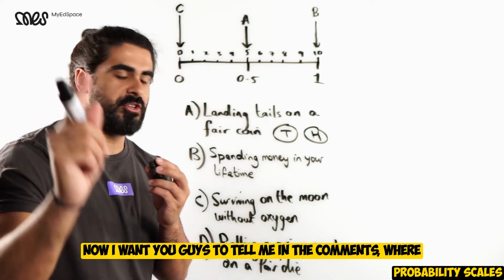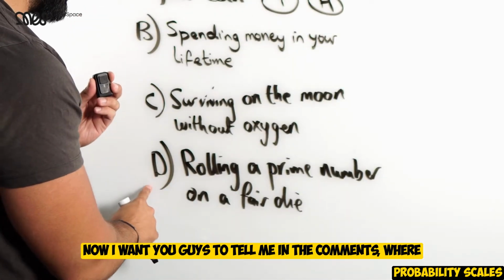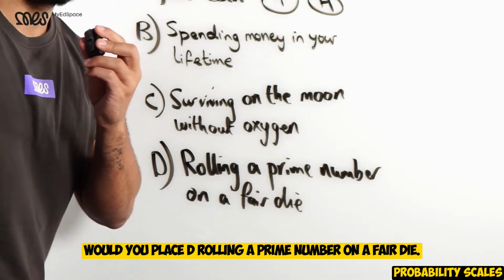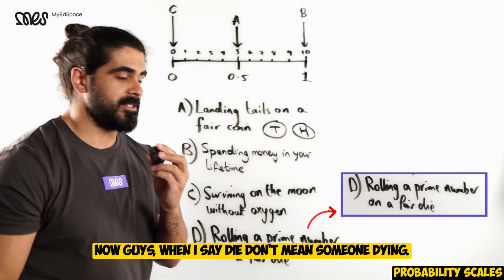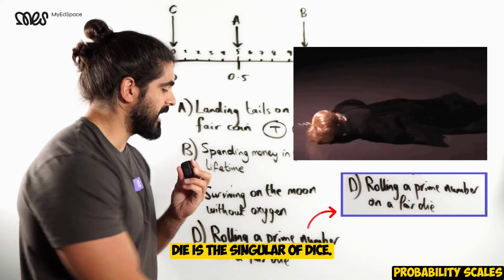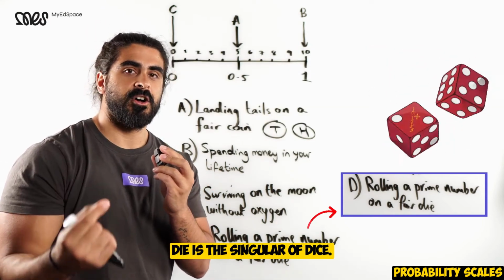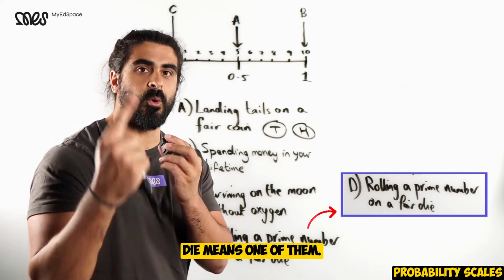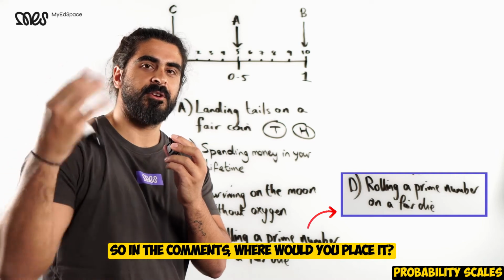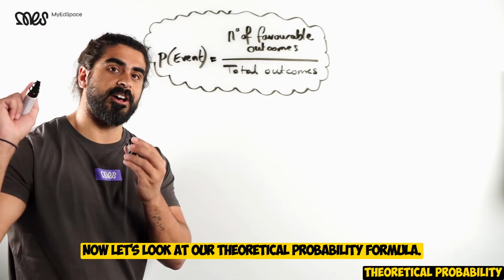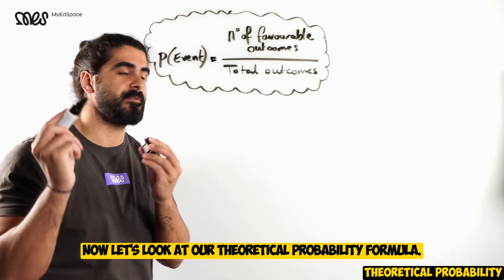Now, I want you guys to tell me in the comments, where would you place D? Rolling a prime number on a fair die. Now, guys, when I say die, don't mean someone dying. Die is the singular of dice. You all know what dice are. Die means one of them. So, in the comments, where would you place it? Between 0 and 10.